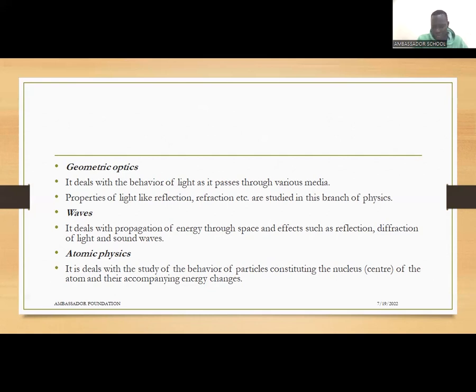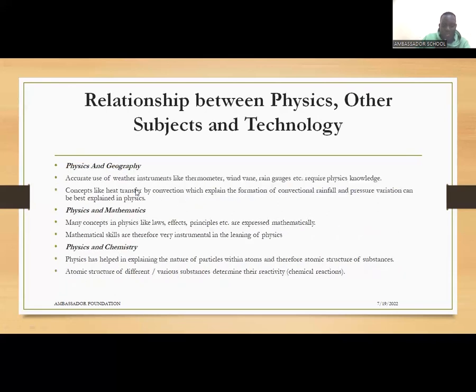We have atomic physics. First of all, from the word atoms, this is where now chemistry interacts or relates to atoms, and we call it the atomic physics. It deals with the study of behavior of particles constituting the nucleus of the atoms and the accompanying energy changes. That is the atomic physics.